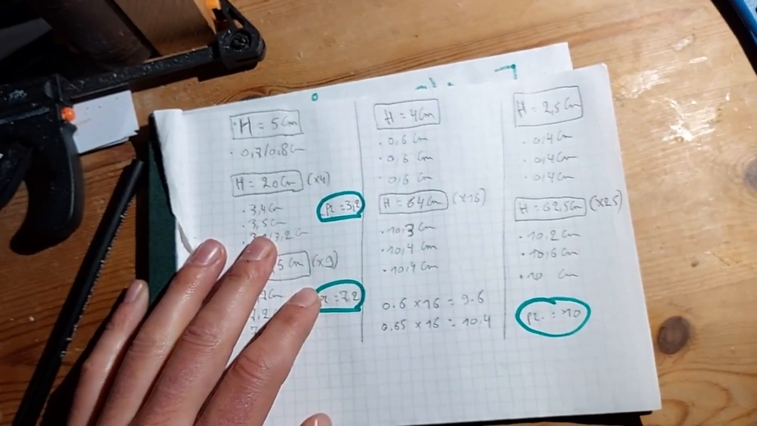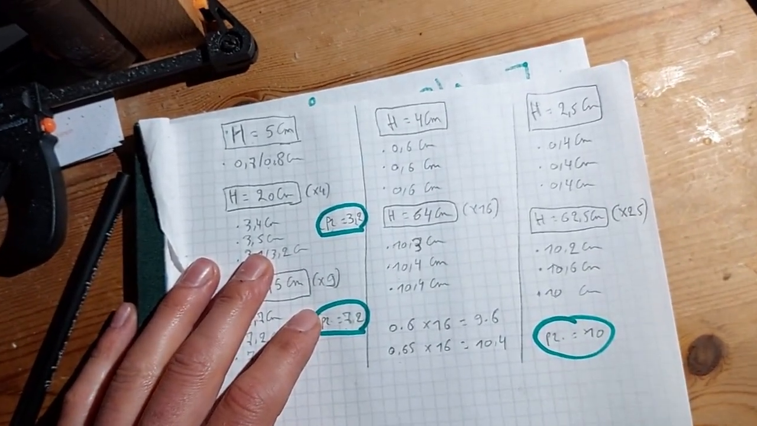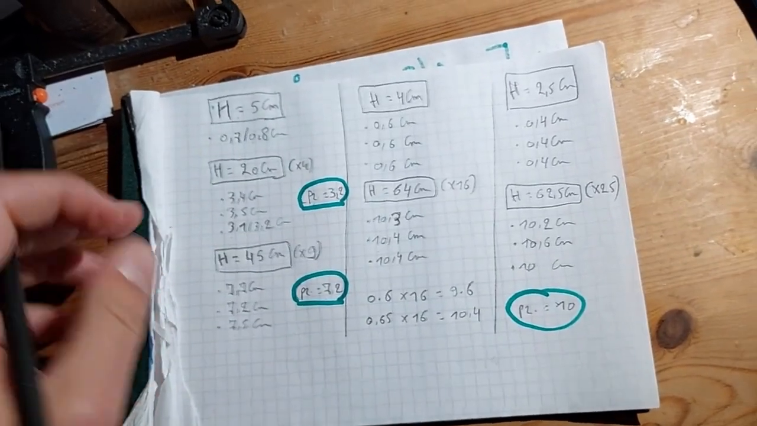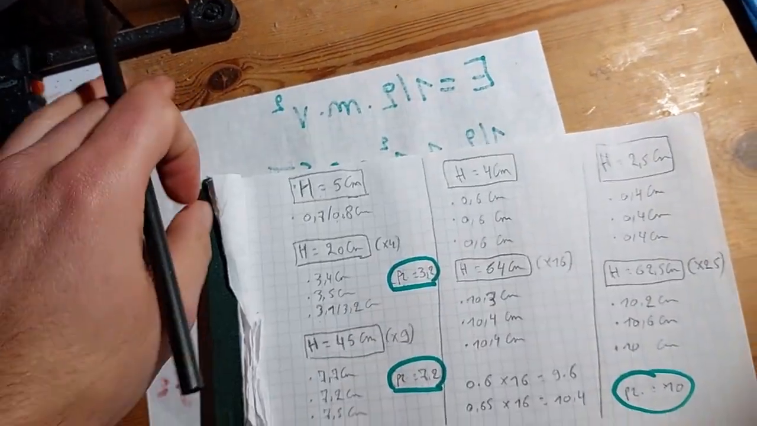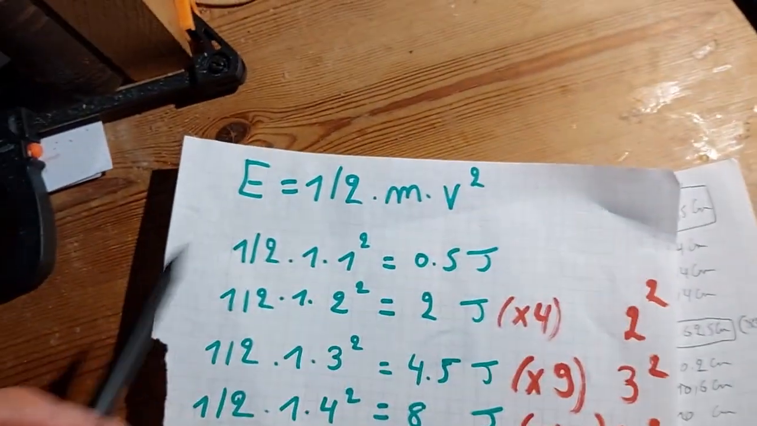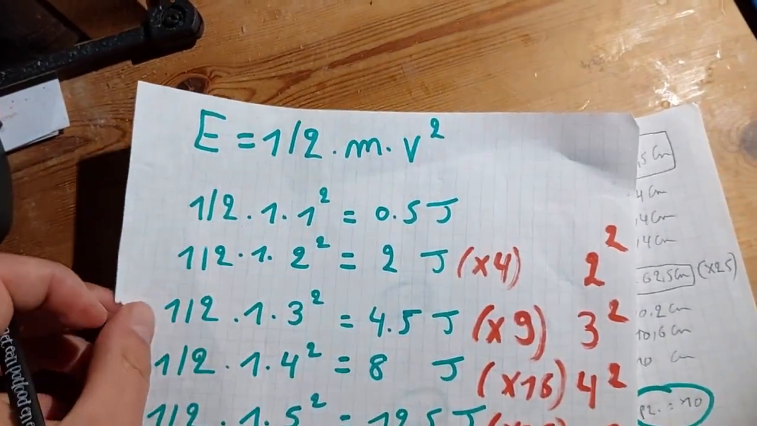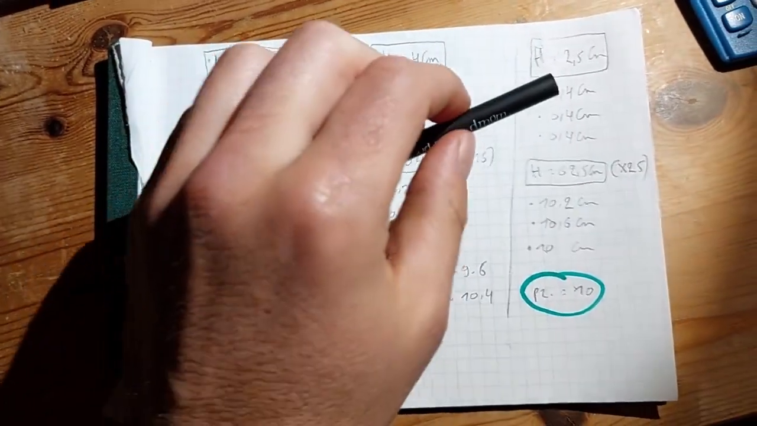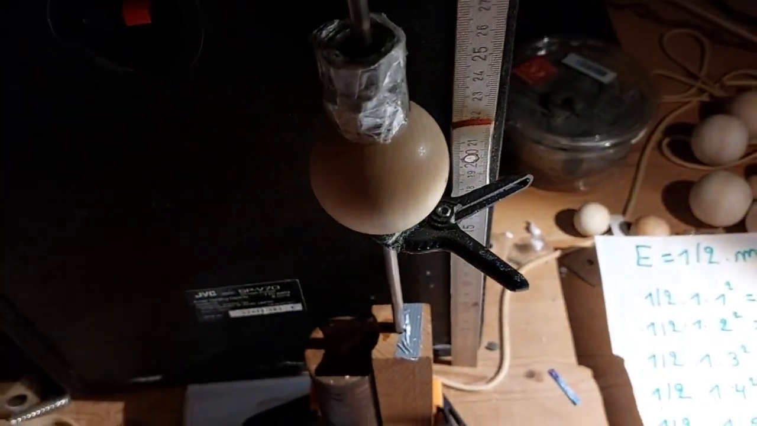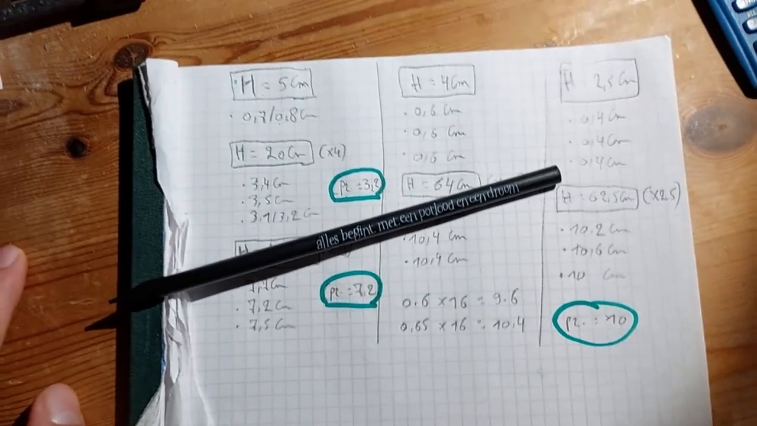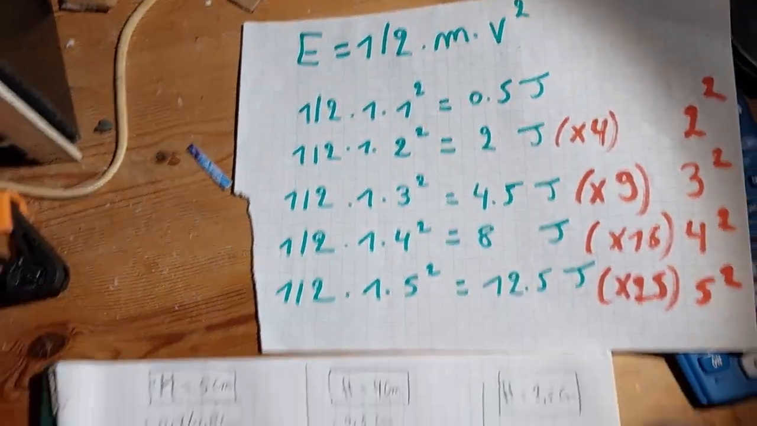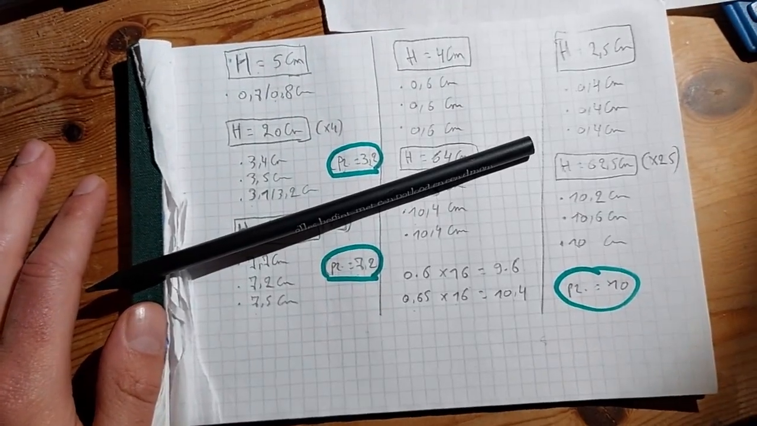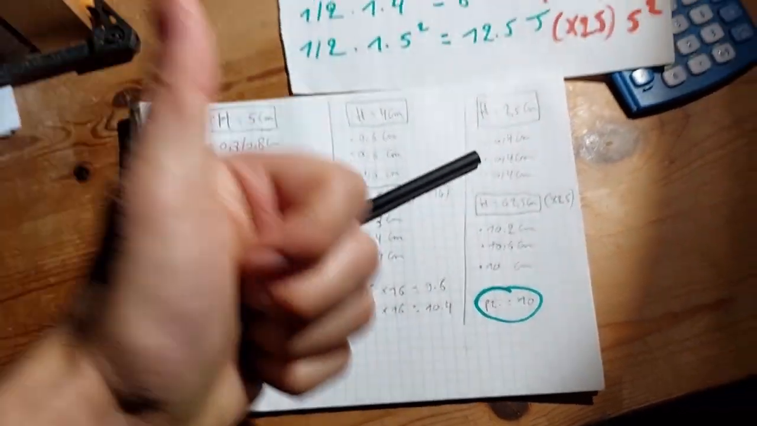So as we can see, it is more than significant that the results are very close to the predictions of the kinetic energy formula. E equals 1/2 mv squared. So once again, I think this experiment proves the formula right. There should be no doubt that kinetic energy is a real phenomenon. Physics works.